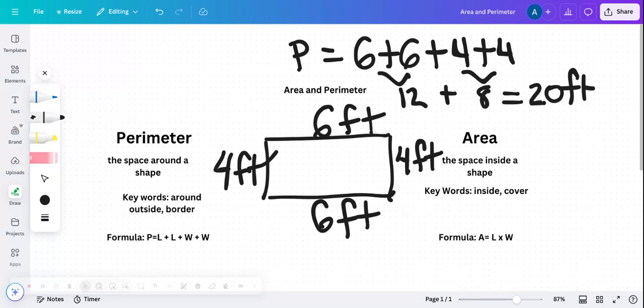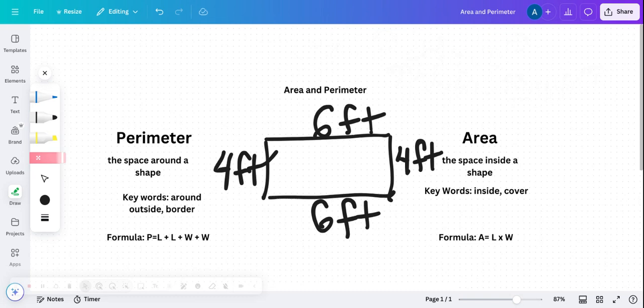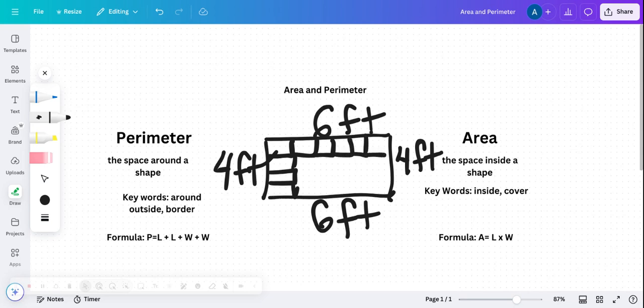Now, if I'm looking for the area, I'm going to be focusing on the inside of the shape. So that's going to be all the space here inside my rectangle. And basically, we need to think about it like an array, okay? This is basically saying I have 4 rows of 6. So here is going to be 4 rows, and then each row is going to have 6 squares.